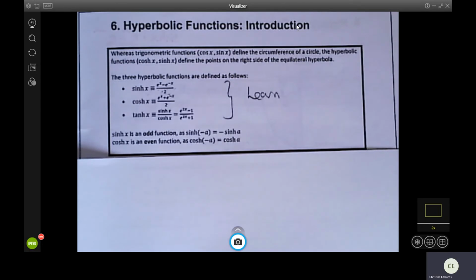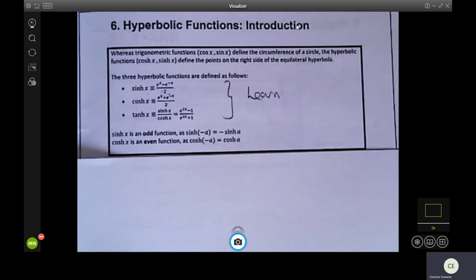You will hear them pronounced as sinh, cosh, and tanh, or refer to them as hyperbolic sine, cos, and tan. As you will also see, sinh is an odd function and cosh an even function, in a similar way to their trig partners.